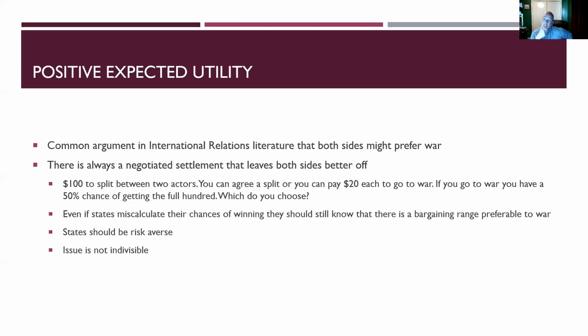So there's positive expected utility, where the benefits outweigh the costs. There's a common argument in international relations that there might be situations where both sides prefer war. We're going to get something better out of the war than we would out of a deal. But for Fearon, there's always a negotiated settlement that leaves both sides better off. And this is the example he gives.